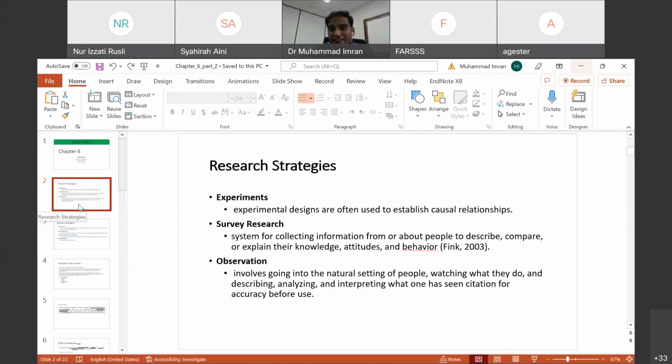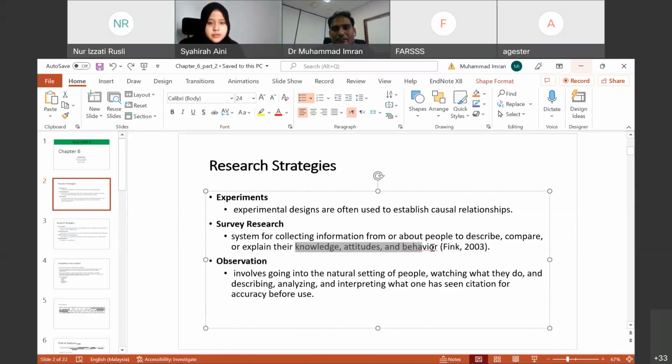And the survey research. For the social sciences, most of the time we use it for collecting information from people to describe, compare, and explain their knowledge, attitude, and behavior. See this one: knowledge, attitude, and behavior.